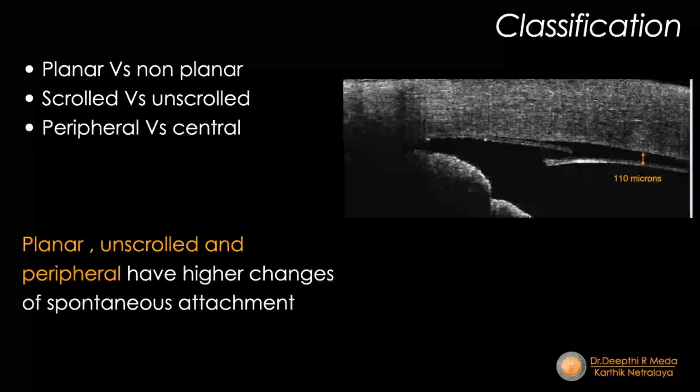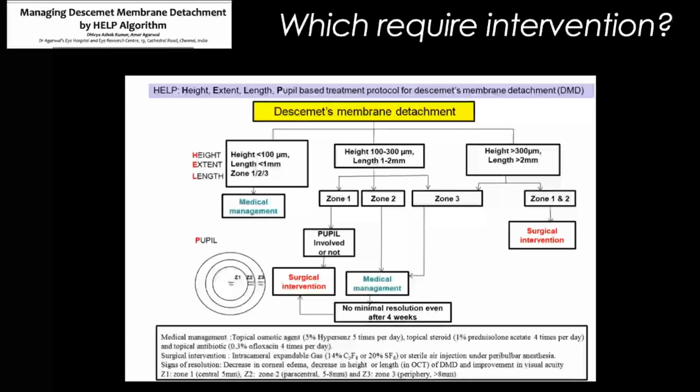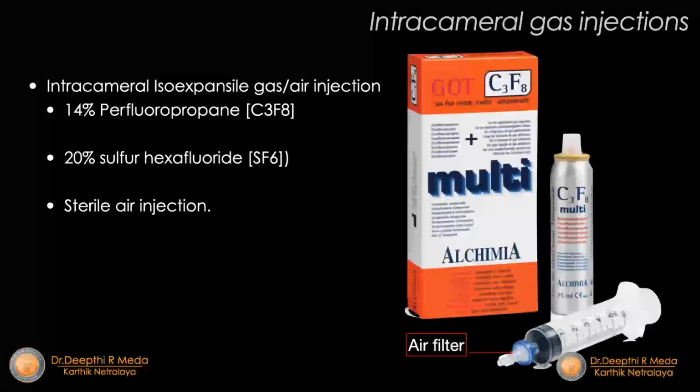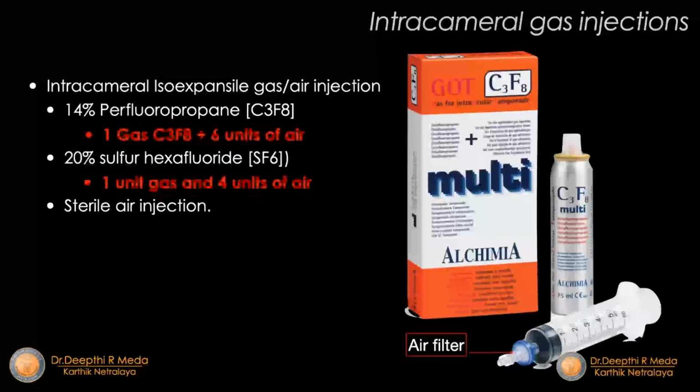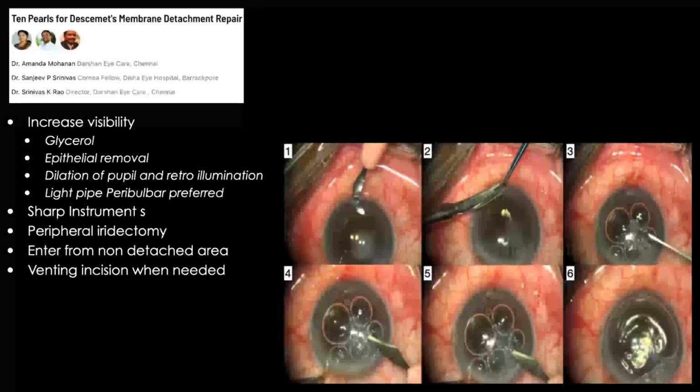So these are various ways in which a DM detachment can be classified. Again, there are a lot of protocols like the HELP protocol, which help us decide on when to intervene and how to intervene in cases of DM detachments. The gold standard for early management of DM detachment is intracameral gas or expansile, non-expansile air injections. In red, I've highlighted how to prepare the required concentration.